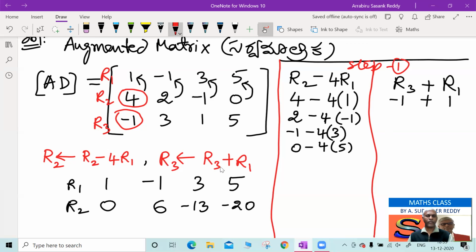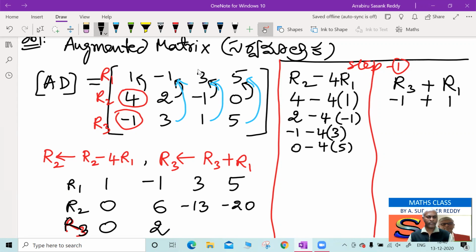So we are adding R3 number plus R1 number, third row number plus first row number. So here you take third row number minus 1 plus first row number plus 1. So this third row, first element becomes 0. Apply the same formula, R3 plus R1. You can calculate orally, directly. Third plus first number, 3 plus minus 1. You can add directly, 3 minus 1, 2.